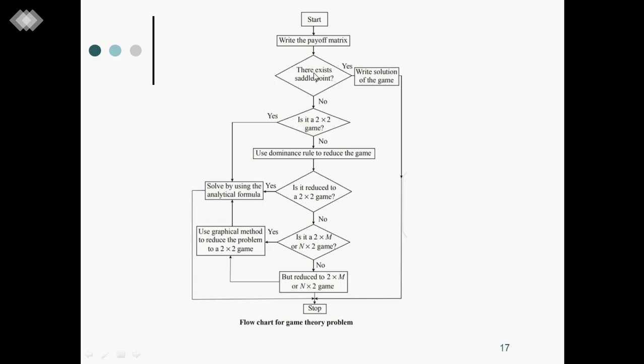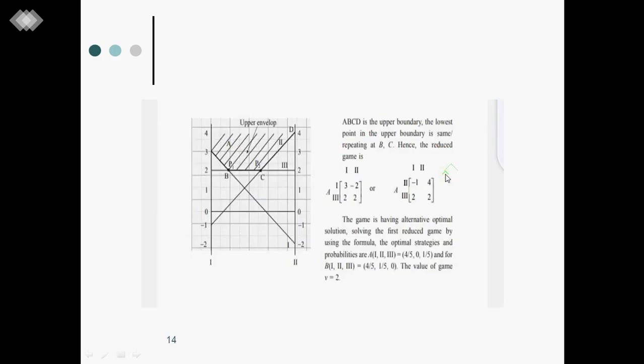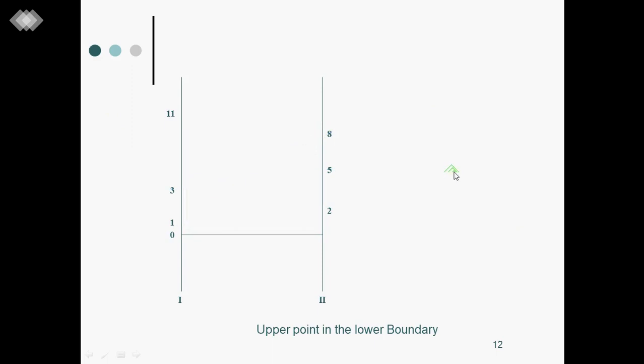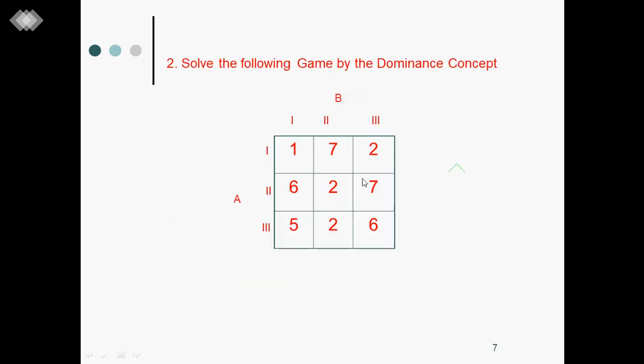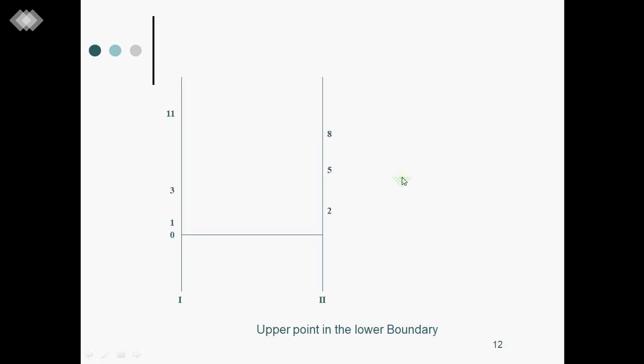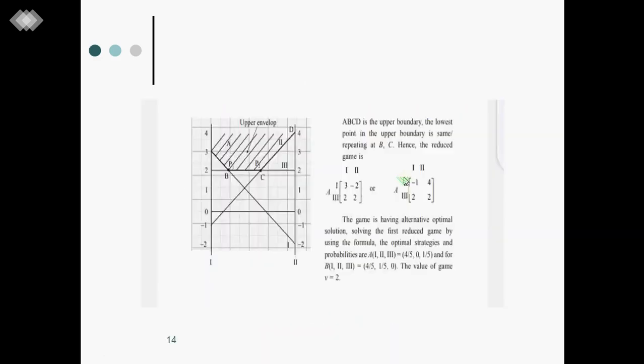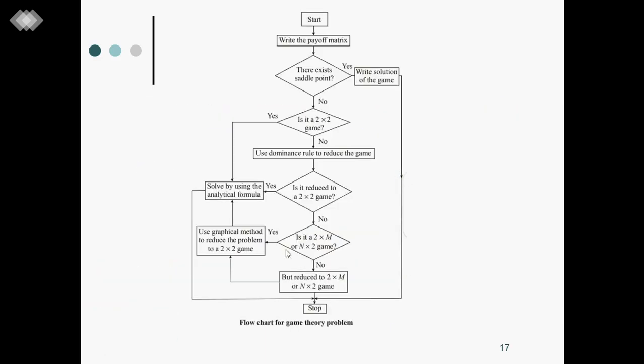Now assume that there is no saddle point and it is not a 2 by 2 game either. Like what you have taken now, this one, if you take this problem, there is no saddle point and it is not a 2 by 2 game also. Then what to do? You have to use the dominance concept to reduce it to a 2 by 2 game. So use the dominance rule to reduce the game. Is it reduced to a 2 cross 2 game? Once it is reduced, solve by the analytical formula, then close the chapter.